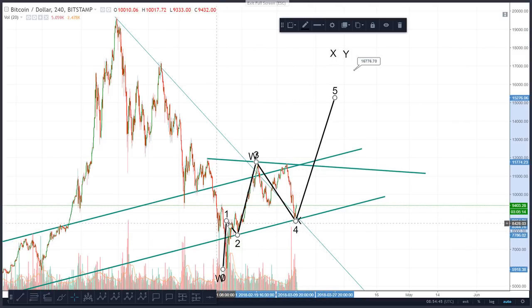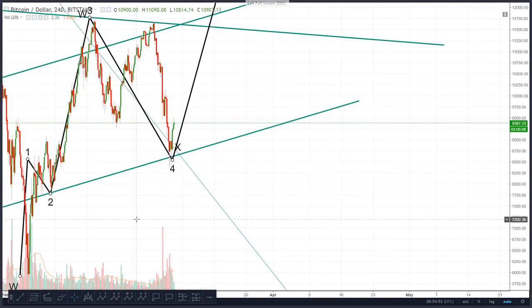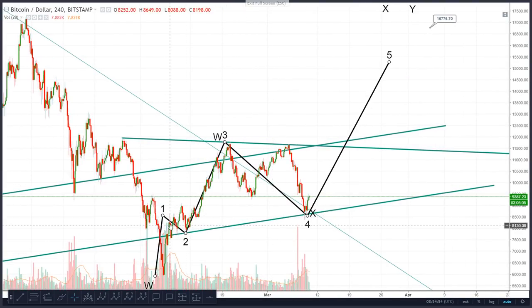Now does 4 overlap 1? Yeah, it's come very, very close, so we need to zoom in. Now I make it the wicks have overlapped. So again, the question is whether the wicks are important. Generally the closing price is what we go off. The closing price of wave 1 was here, and which means it doesn't cross with wave 4.